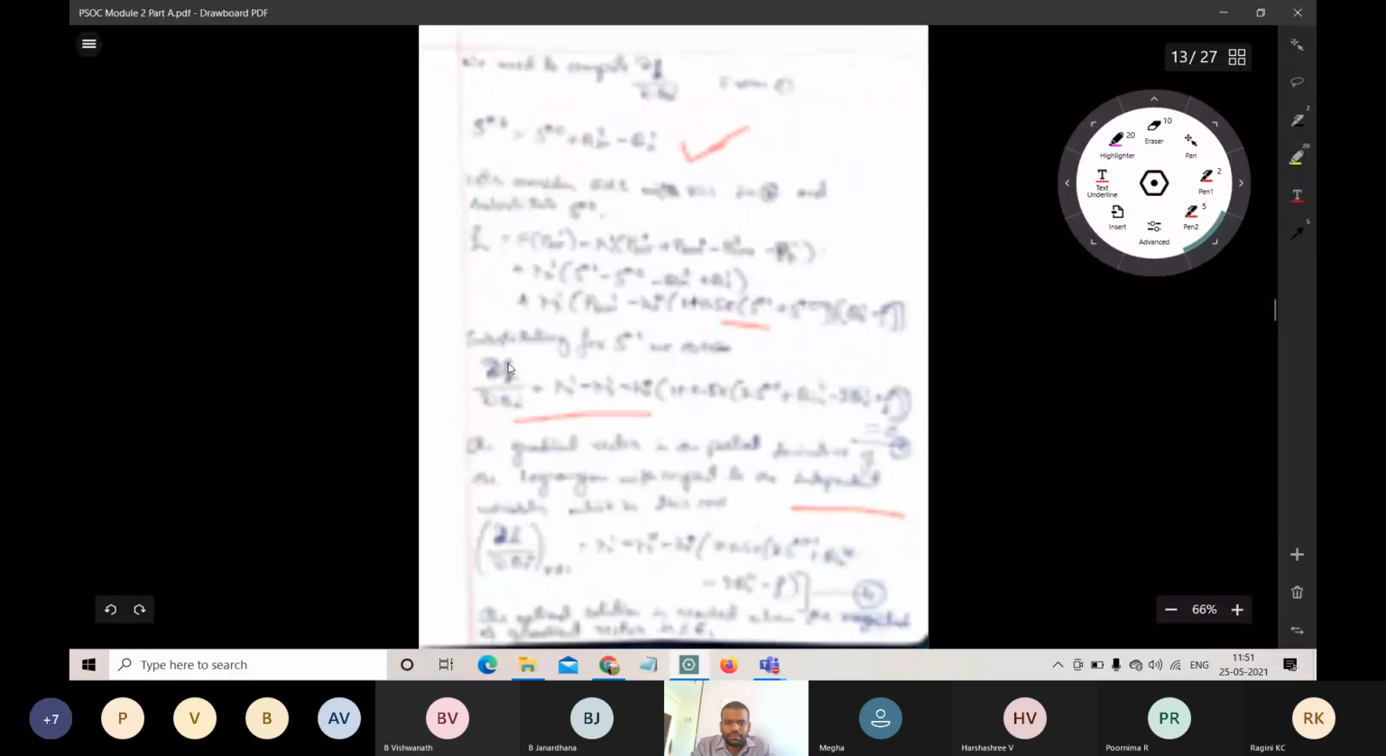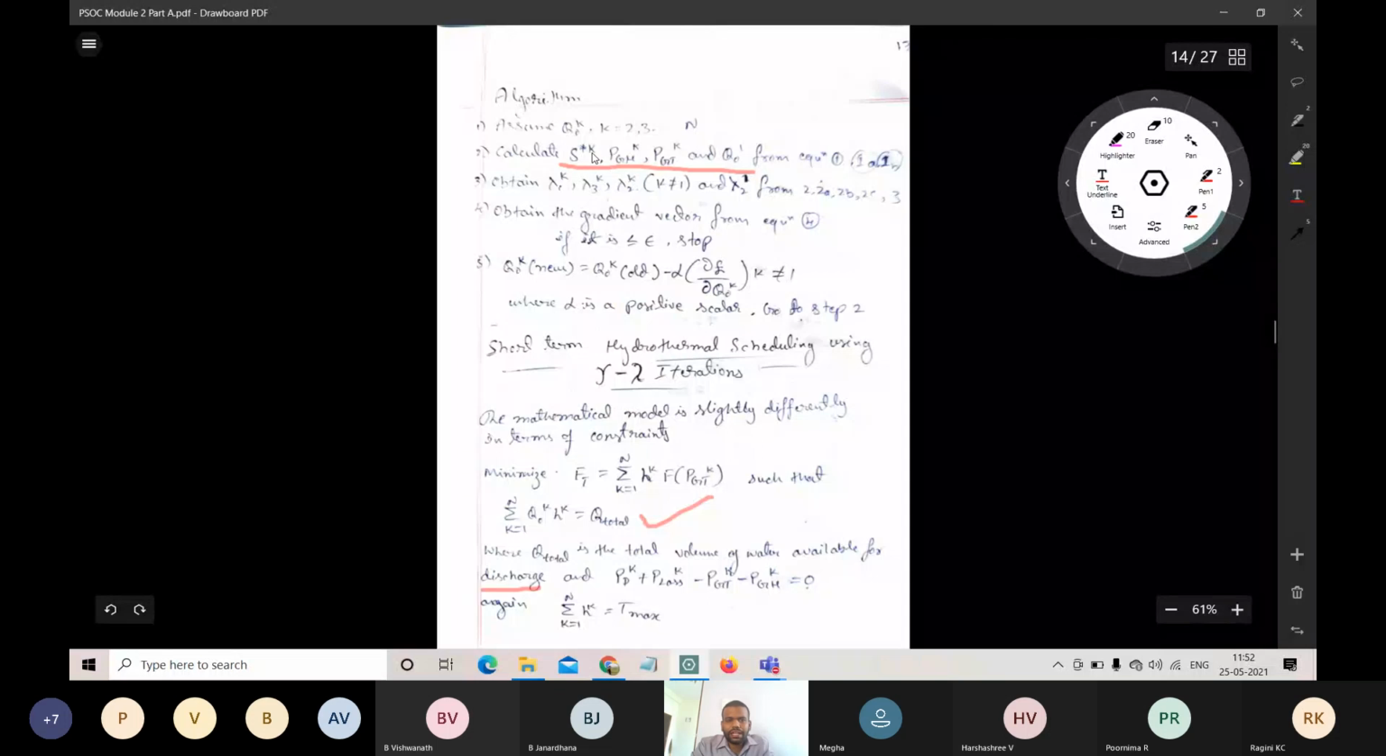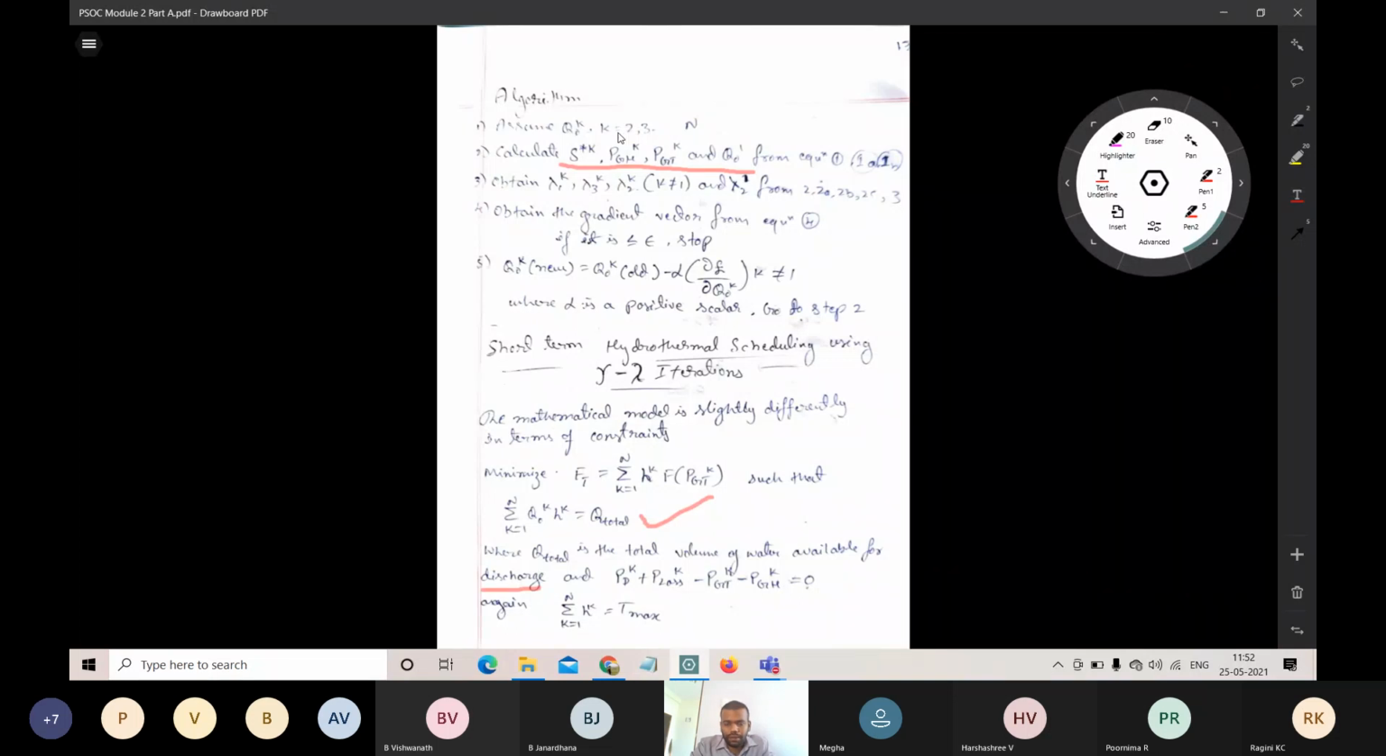So different algorithm, step-by-step algorithm techniques. First we have to calculate the amount of water discharged. That should be K = 2, 3, 4. We should not use K = 1. Why? I have told you that it is a dependent variable. So that's why we should not consider K = 1 there. We have to start with K = 2, that is, the independent variables.